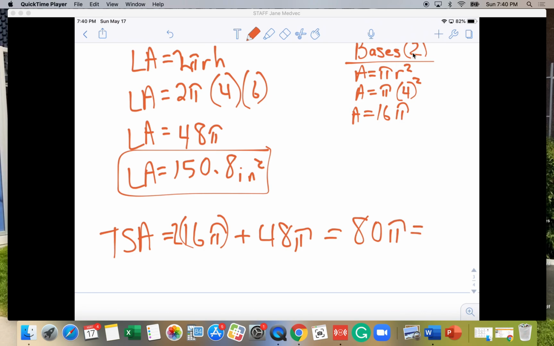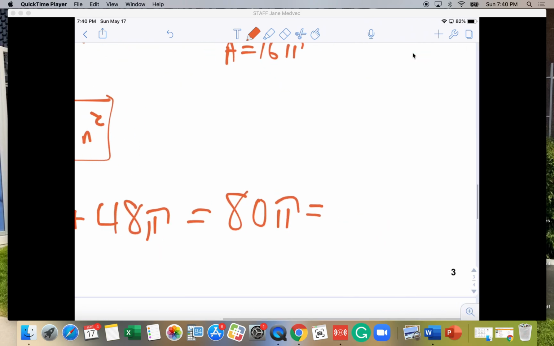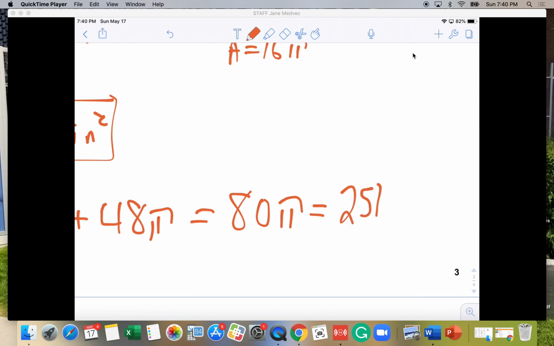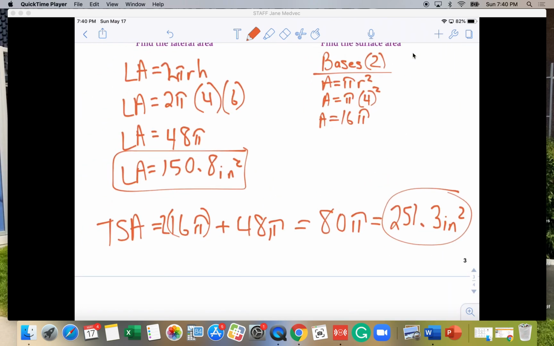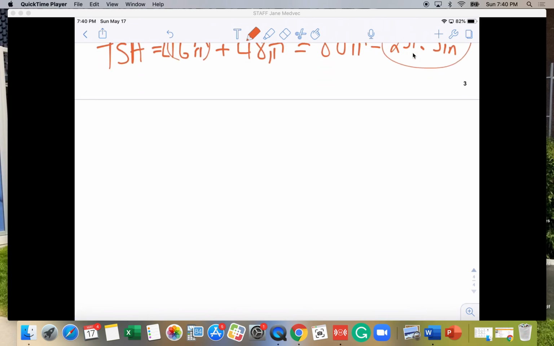Take it and multiply it by the pi key. I get 251.3, and that would be inches squared. Don't forget the top and the bottom. That's very important when you're trying to do that. And that is cylinders. It's that easy. If you have any questions, please let me know.